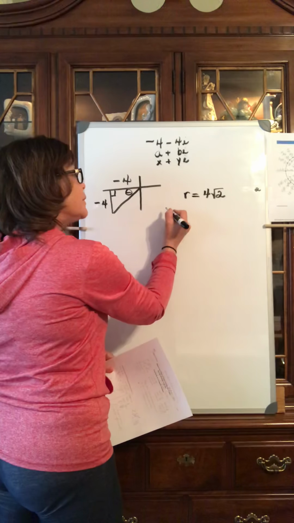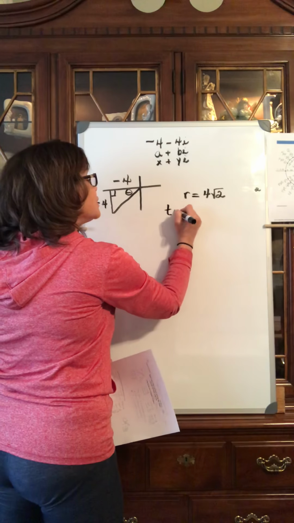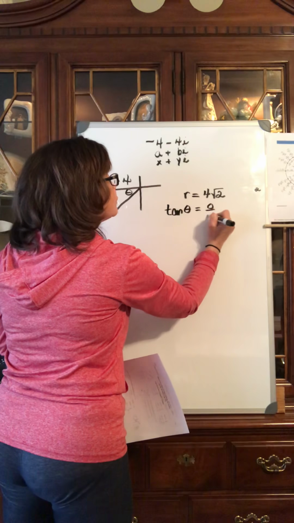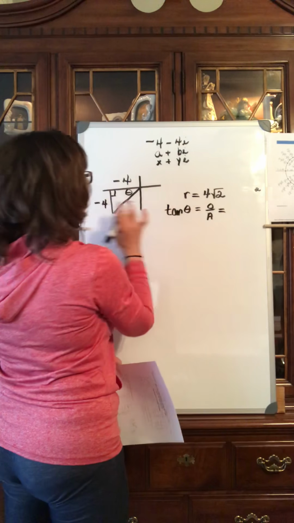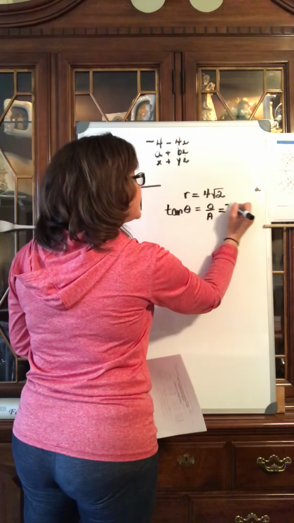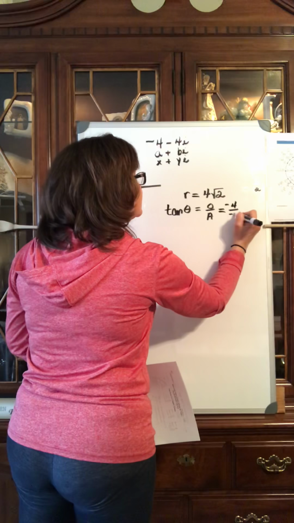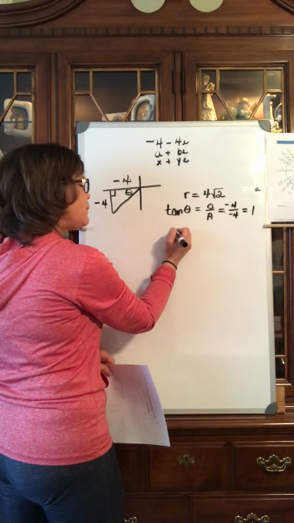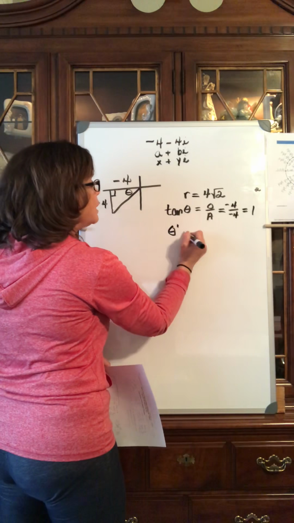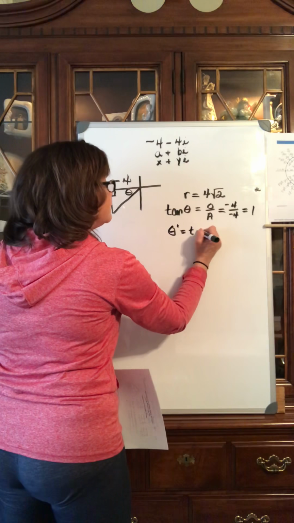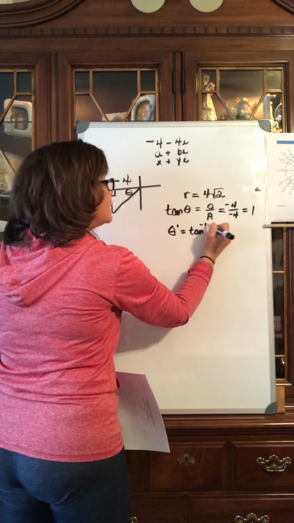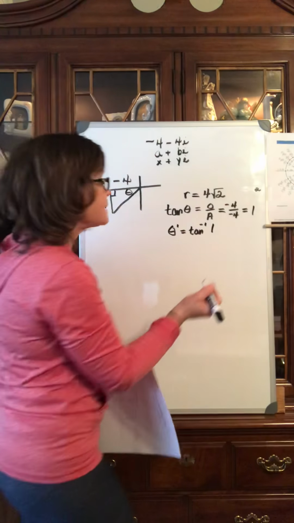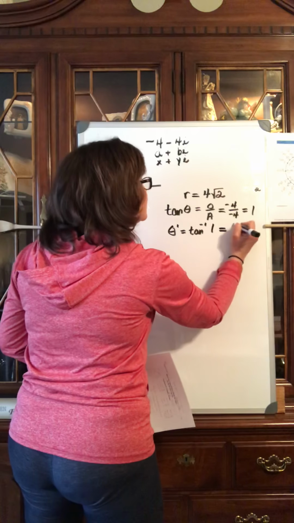Now we have to find our angle theta. We're going to use the tangent function. Tangent of theta is equal to opposite over adjacent. The opposite side is negative 4, the adjacent side is negative 4. So the tangent of theta is positive 1. My reference angle in quadrant 1, theta prime, is equal to inverse tangent of positive 1. In quadrant 1, where tangent is positive 1, is pi over 4.